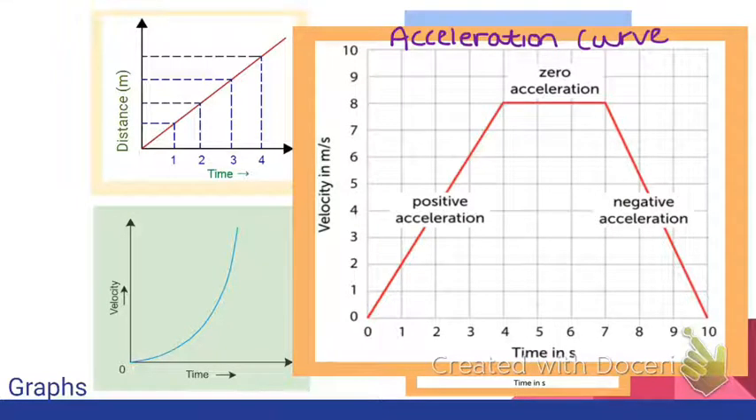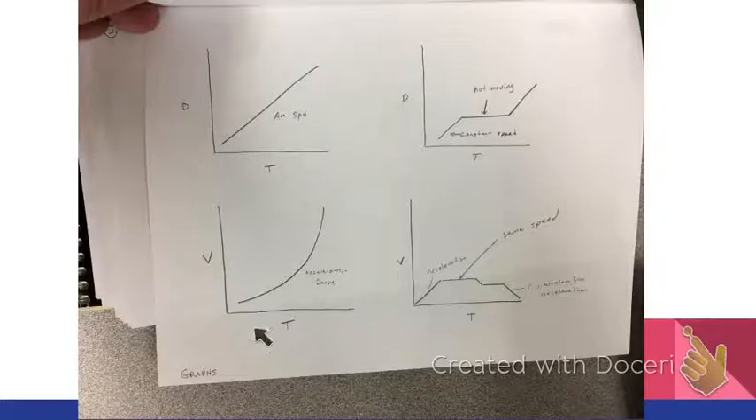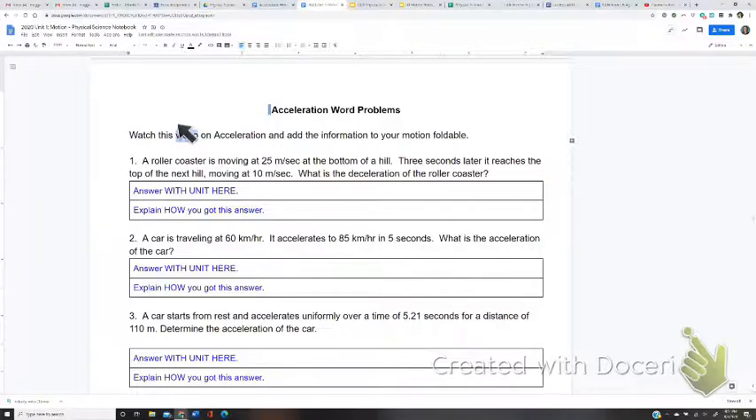When you are done with all of your graphs, the final page of your motion foldable should look like this, where you have your average speed here, your information about whether it's a constant speed and not moving, and then your acceleration curves. Those will be helpful for you to go back and reference when you're doing your practice problems.